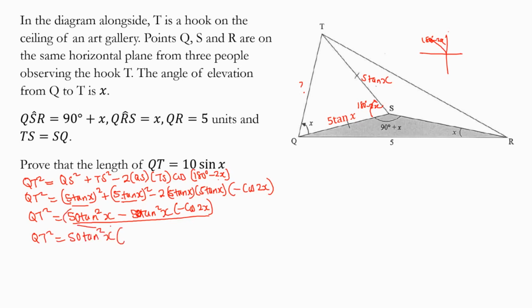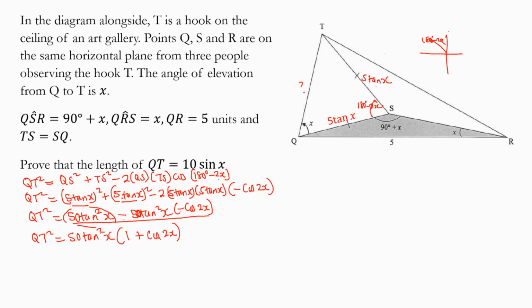1. This will give us 1. 50 tan squared x divided by 50 tan squared x is 1, and then minus negative cos 2x. So it becomes what? Plus, be careful there, plus cos 2x. You see that? And then we have that. You see? Okay? And then what we have here?